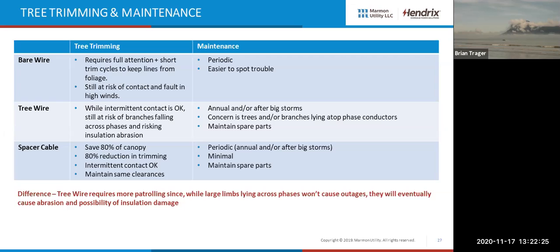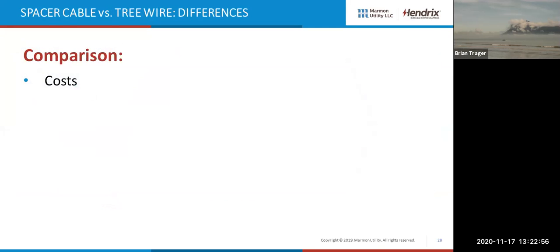As far as maintenance, with bare wire, maintenance is periodic, it's easier to spot trouble. Tree wire, we'd recommend annual inspections or inspections after big storms. Again, the concern is trees and or branches lying atop the phase conductors. We want to maintain some spare parts. And spacer cable, again, annual and or after big storms, we want inspections. It's going to require very minimal maintenance, and maintaining spare parts is always a good idea.